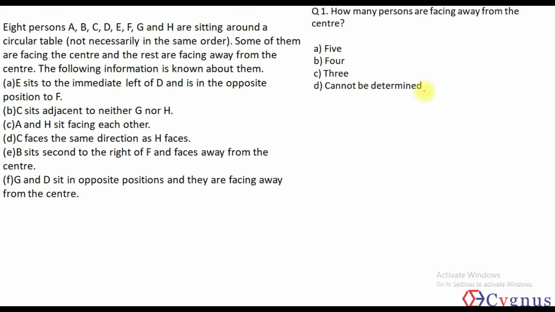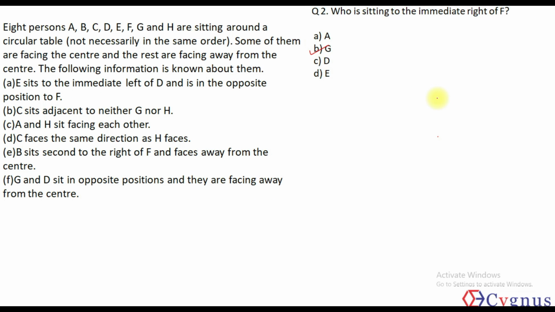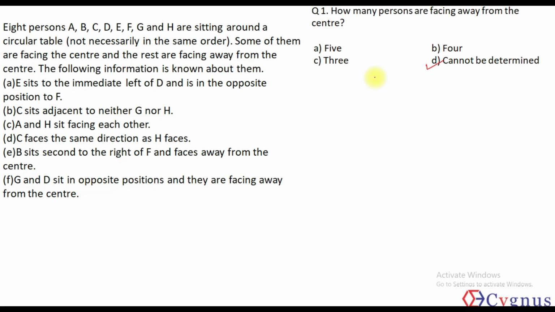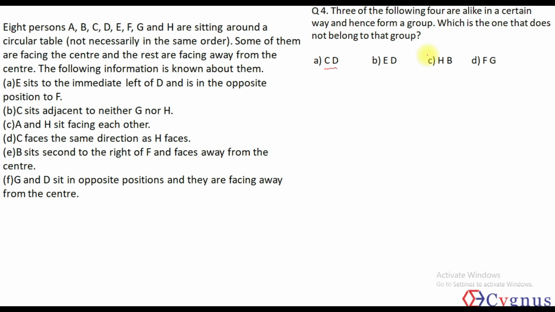If you look at the last option, FG. Is G sitting to the right of F? Yes. So what should be the correct answer? Except the second option, in all the other options, the second person sits to the immediate right of the first person. That's why my answer becomes what? Second. This was an easy case set, but the key point was the direction in which these people are facing. Once you are able to find that, the whole case set can be solved.